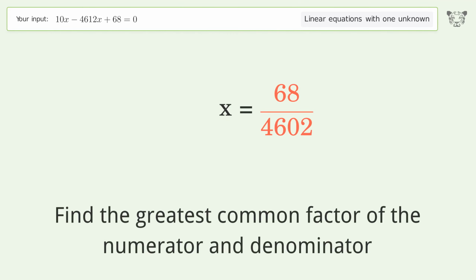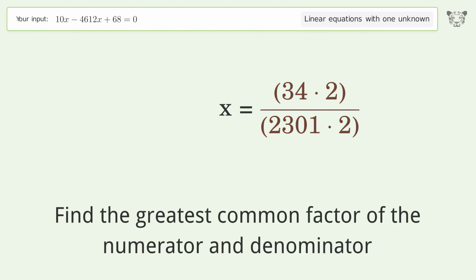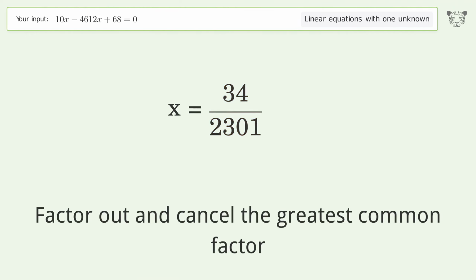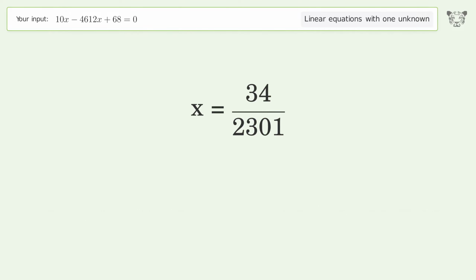Find the greatest common factor of the numerator and denominator. Factor out and cancel the greatest common factor. And so the final result is x equals 34 over 2301.